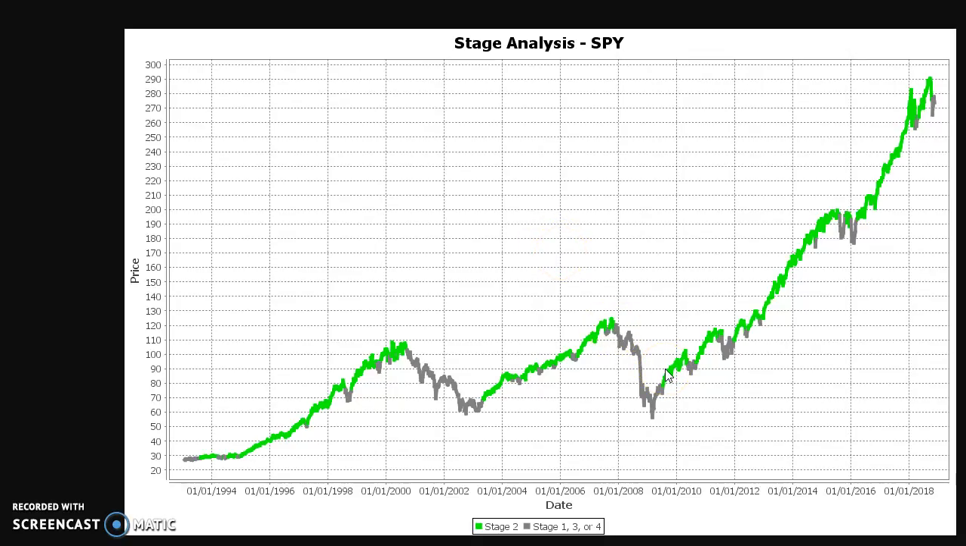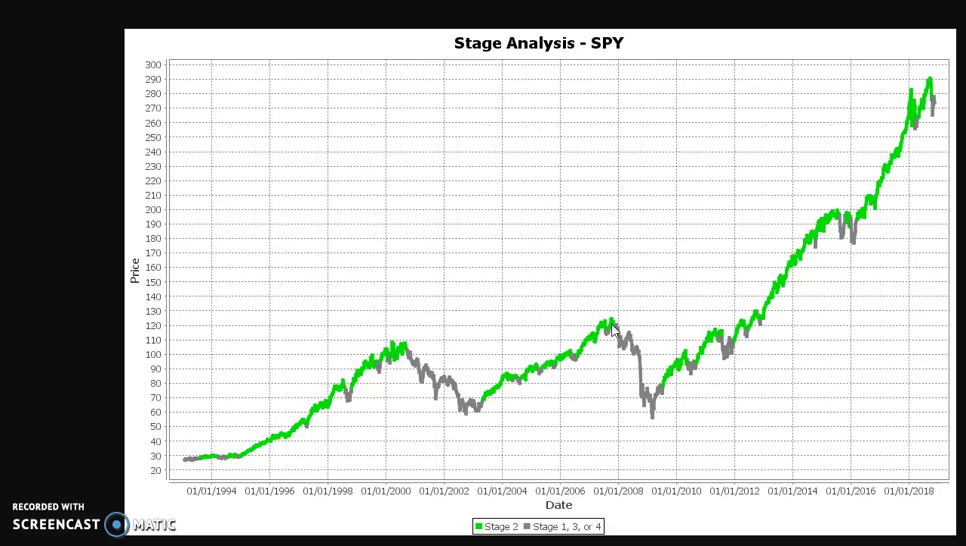So basically, the stage analysis screener is a piece of software that I've written that attempts to gather a lot of information related to stage analysis and present it on my website at nextbigtrade.com. You can go to the screener at screener.nextbigtrade.com.